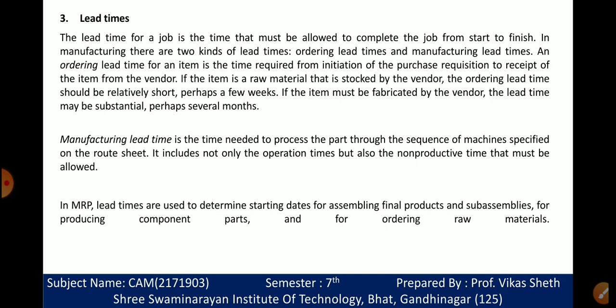So manufacturing lead time is the complete manufacturing process time in which a particular raw material is passed and converted into the finished product. In MRP, lead times are used to determine starting dates for assembling final products and sub-assemblies, for producing component parts, and for ordering raw materials.